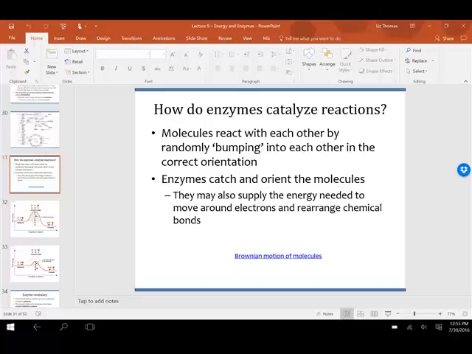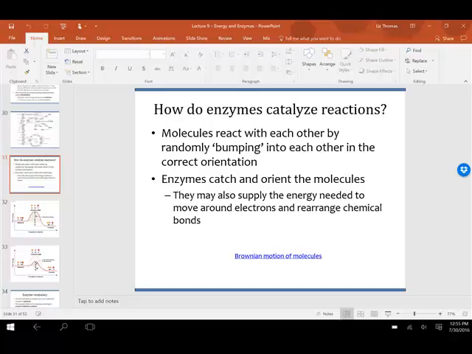And what enzymes do is they simply catch those molecules, they properly orient the molecules, and make sure they come together in the right way the first time. So enzymes are kind of like dating sites for molecules. They make sure that things happen the right way, in the right order. Maybe that's a bad analogy because dating sites don't actually work that way, but you get the idea.